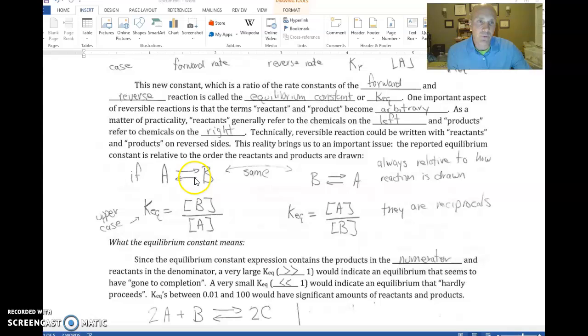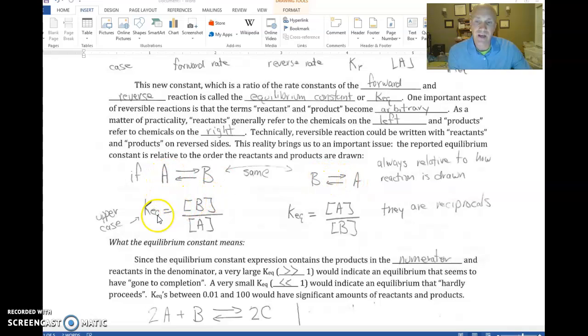But since in a reversible reaction, either could be reactant or either could be product, technically we could have drawn this reversible reaction like this, all right? Because there's no starting material, no ending material. It's just relative to how you draw it, all right?